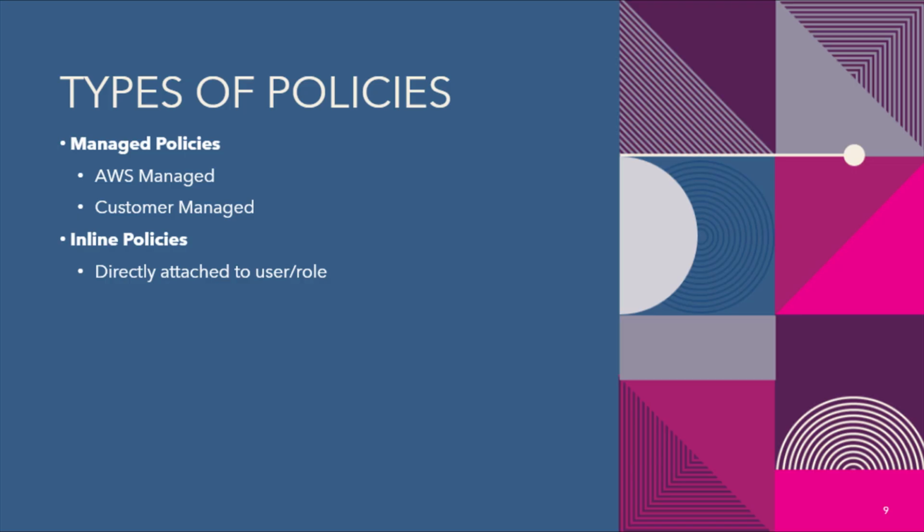Types of policies. There are two main types of policies: managed policies, created and managed by AWS or users; inline policies, directly attached to a specific user, group, or role. Managed policies are reusable, while inline policies are tightly coupled.